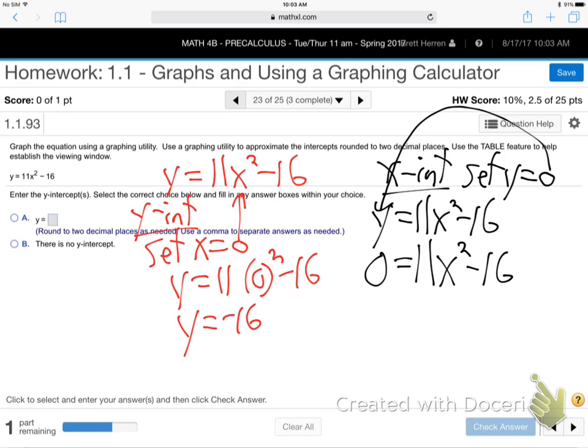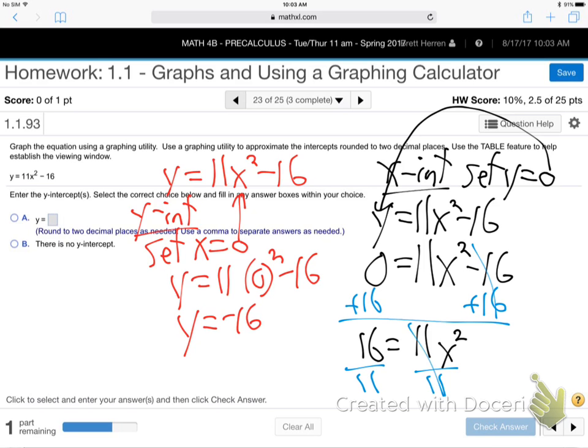Now I need to solve this equation for x. Do you remember how to do that? Remember how to solve that for x? What do I do to solve this equation for x? Start by adding that 16, right? We okay with that? Just want to make sure you're okay with this. And we get 16 is 11x squared. The next step, divide by 11, like that.